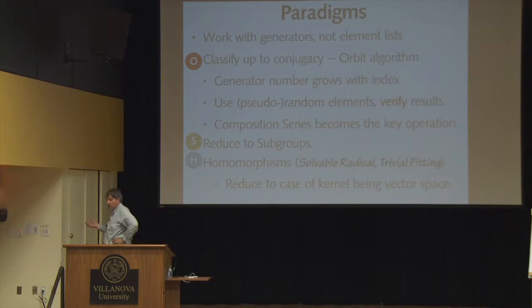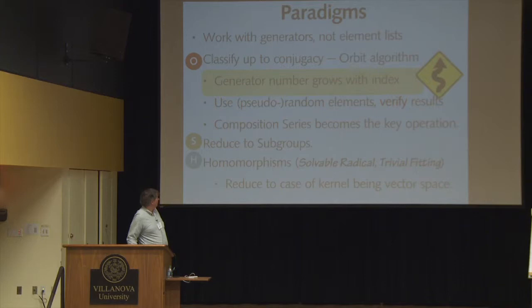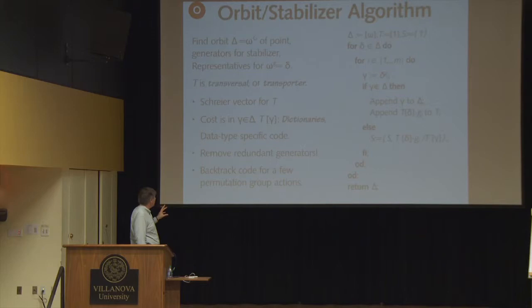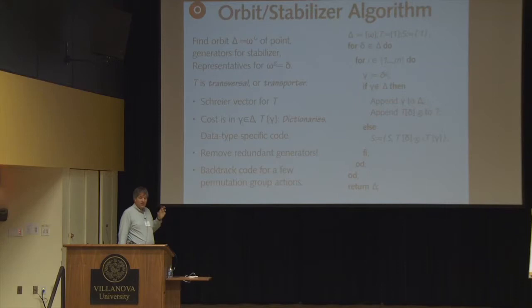Yeah, I mentioned already the generator number goes up. That is sometimes difficult. Okay, so the one algorithm I want to show you, and not really go into detail, is the orbit stabilizer algorithm. So what does this do? This algorithm takes a point, little omega, and it calculates the orbit of this point, little omega, under the group.